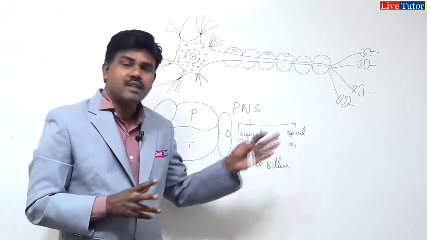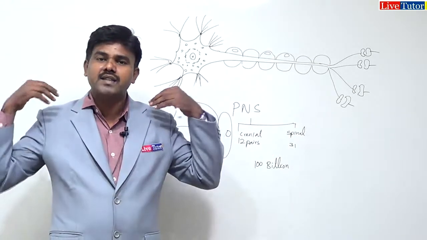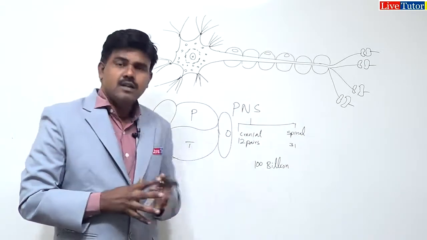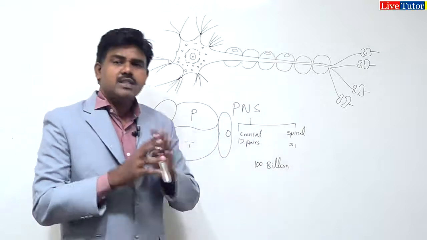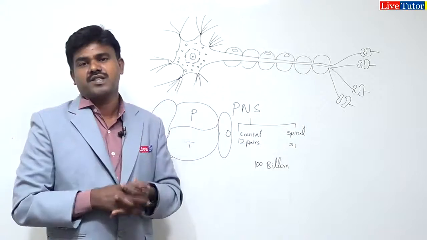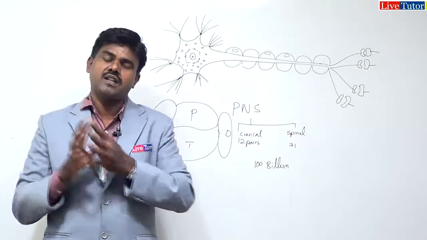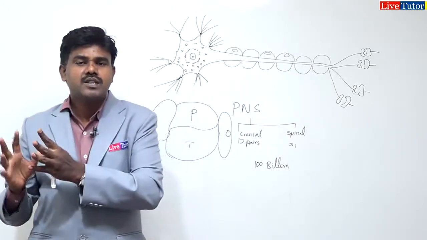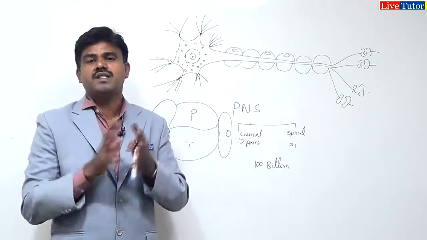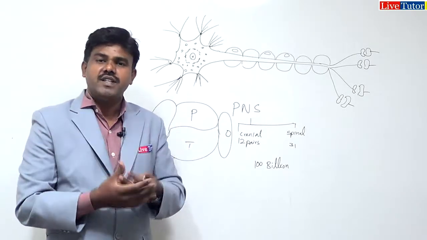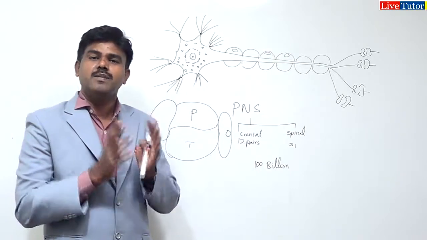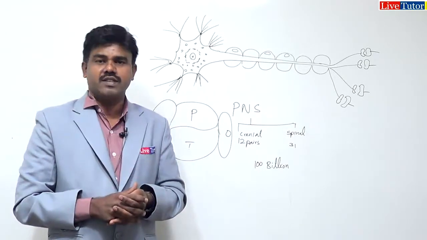Then the spinal nerves have 31 pairs, which are connected to the spinal cord. These nerves are again classified into two types: the skeletal nervous system and the autonomic nervous system. The skeletal nervous system controls movements, and the autonomic nervous system controls autonomic functions like controlling the internal organs. It is again classified into two types: the sympathetic and parasympathetic nervous systems.